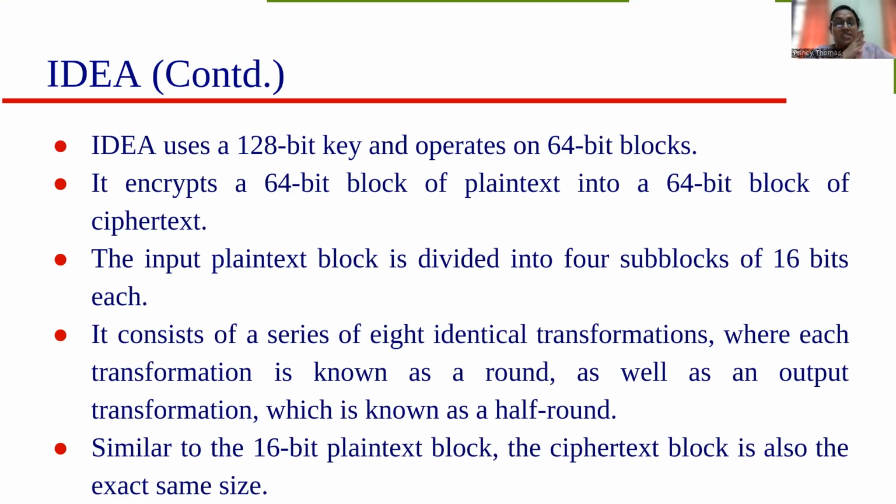Very similar to DES, where there are 16 rounds, but here there are 8 rounds. The output of one round is given to the next round as input. After all this is done, to get the actual cipher, there is another round called a half round. It is similar to the 16-bit plain text block; the cipher block is also the exact same size. We're going to look at this in detail. Even the half round has 16-bit plain text and 16-bit ciphertext.